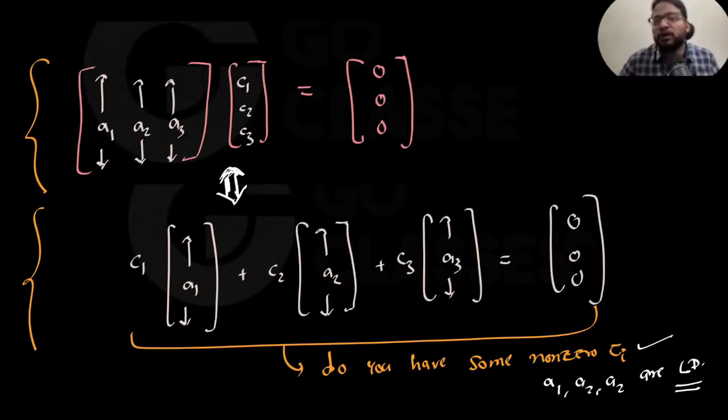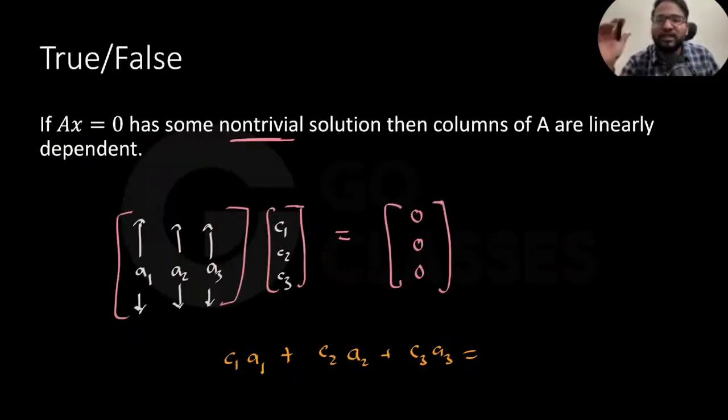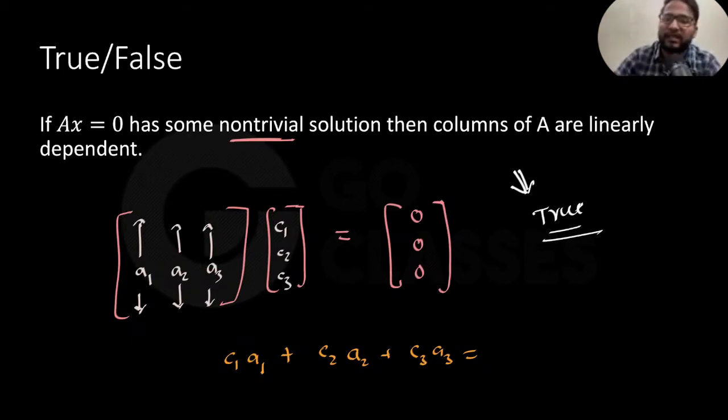It means कि जो भी non-zero है, मैं उसके corresponding A1 को represent कर सकता हूँ, and which means they are linearly dependent. So what they are saying, then columns of A are linearly dependent. Then answer is yes. That's why it is true. Okay. Hope that is okay to everyone.